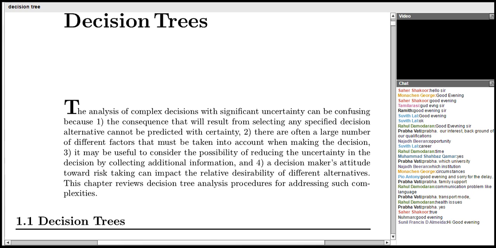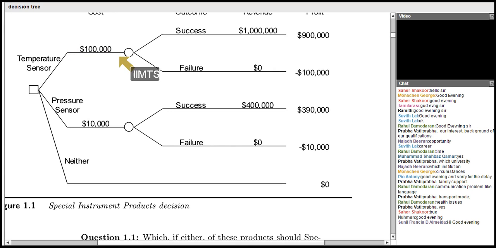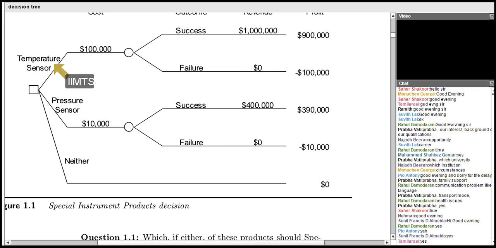Now let's look at the tree here. Let me make my mouse visible. Can everyone see my mouse? Okay, that's good.